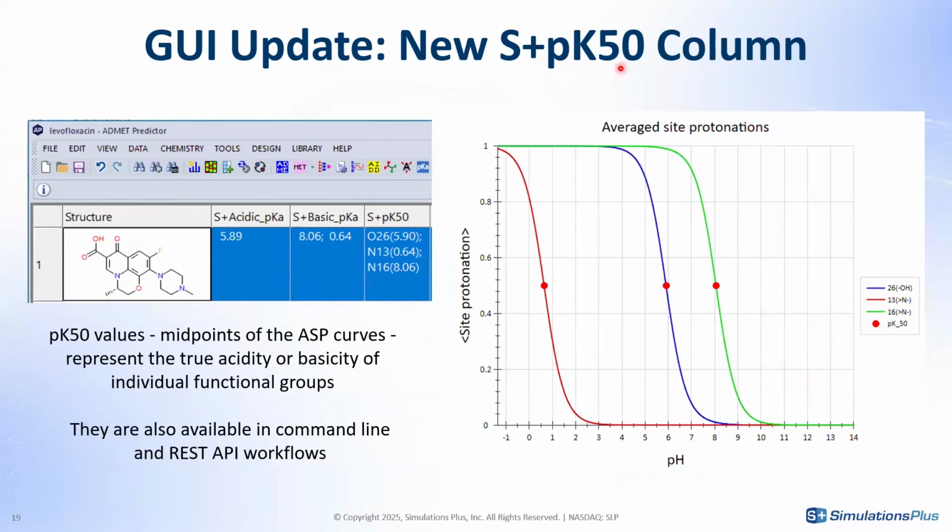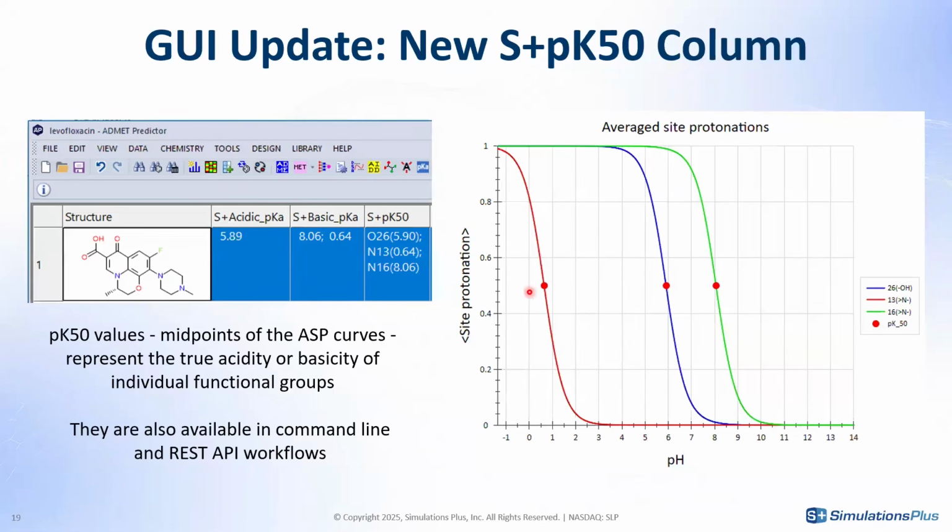Okay, jumping to a few enhancements in the ADMET Predictor user interface. We've added a new spreadsheet column with so-called PK50 values. So those values are midpoints of the ASP curves, which I'll talk about in a second, and as such represent the true acidity or basicity of individual functional groups.